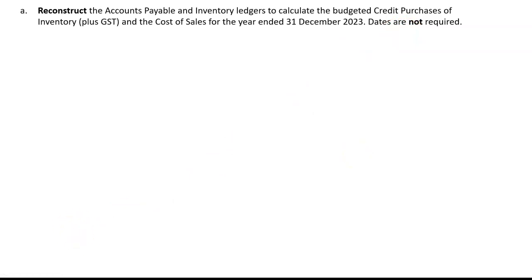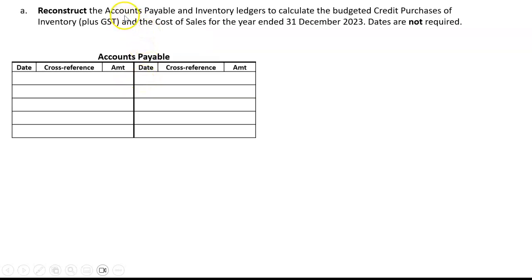I've skipped through all that info very quickly, and I'm not saying you shouldn't read it, but there's so much there that you cannot possibly remember it all during reading time. I think you're better off looking at the question you've been asked. So in this case, you're going to have to reconstruct accounts payable and inventory, and we're going to start with accounts payable.